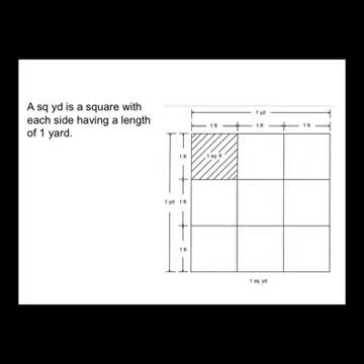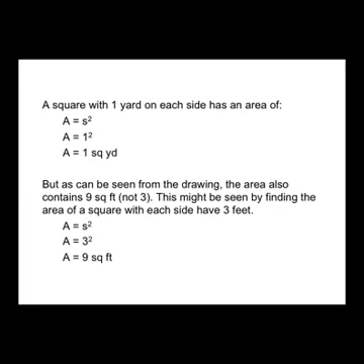Now, we know a square yard is a square with each side having the length of 1 yard. Inside of that square yard, you have square feet. Again, 1 square foot is 1 foot times 1 foot. So a square yard breaks down and has 9 square feet inside of it. A square with 1 yard on each side has an area of A equals S squared, or A equals 1 square yard. And again, it has 9 square feet.